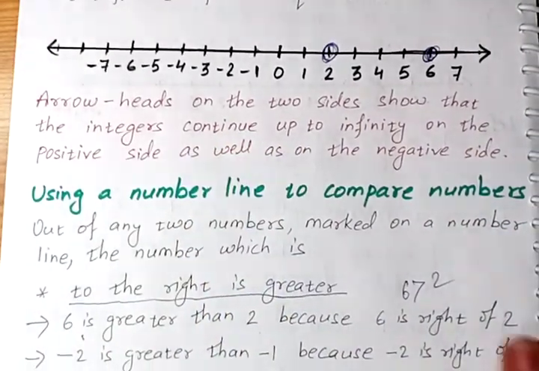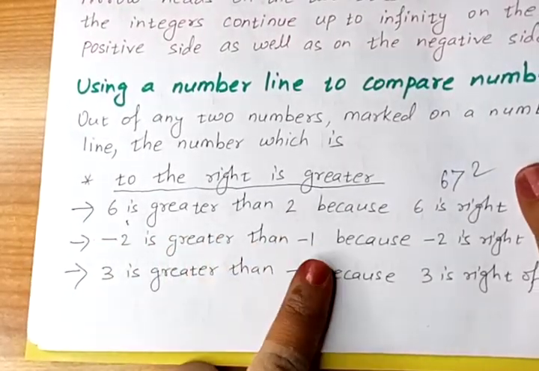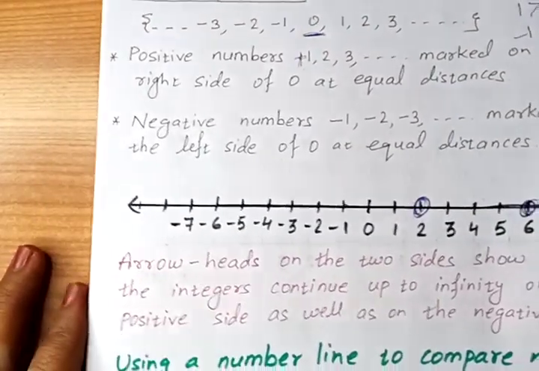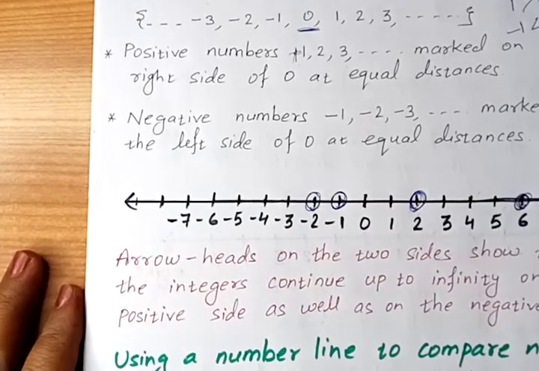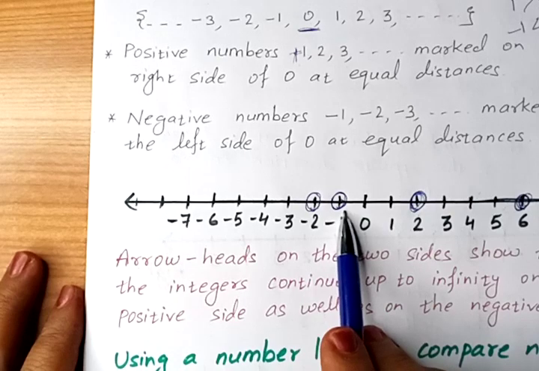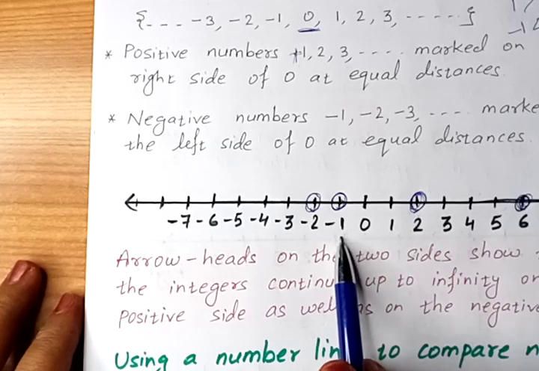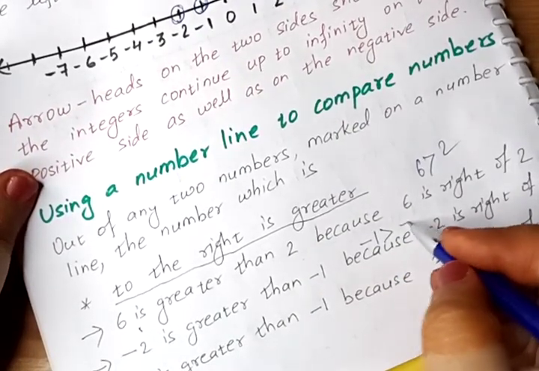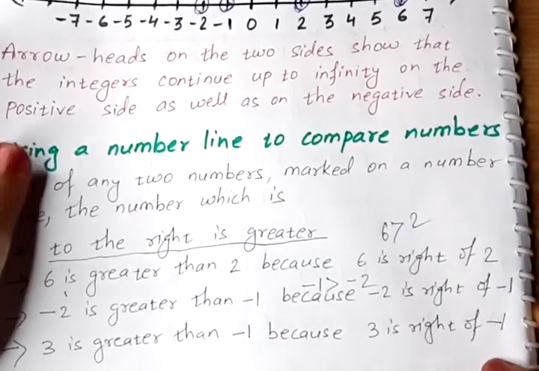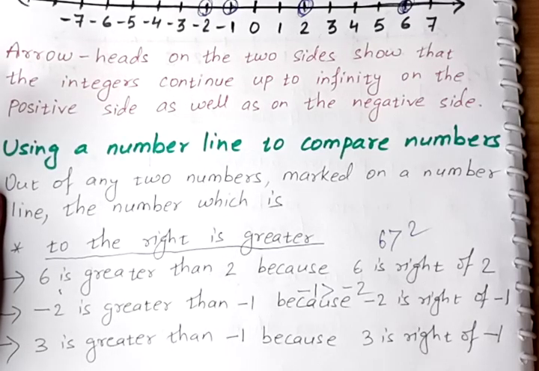See once again. Second example: -2 and -1. First we will mark -2 and -1. These two numbers are marked on the number line, -2 and -1. Which is on the right side? -1 is on the right side. As -1 is on the right side, it means -1 is greater. -1 is greater than -2. So any number which is on the right side is greater than the number on its left side.